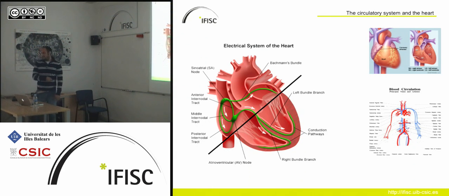Many problems can happen in the electrical part. When we have a normal case, it will happen in the way that I described. However, there are problems when the wavefront just loops into the atria and provokes what is called the fibrillation of the atria. We can have also blocks here in the pathway, in the left or the right pathway, and then this can provoke that the ventricles don't contract completely, or they can also fibrillate.